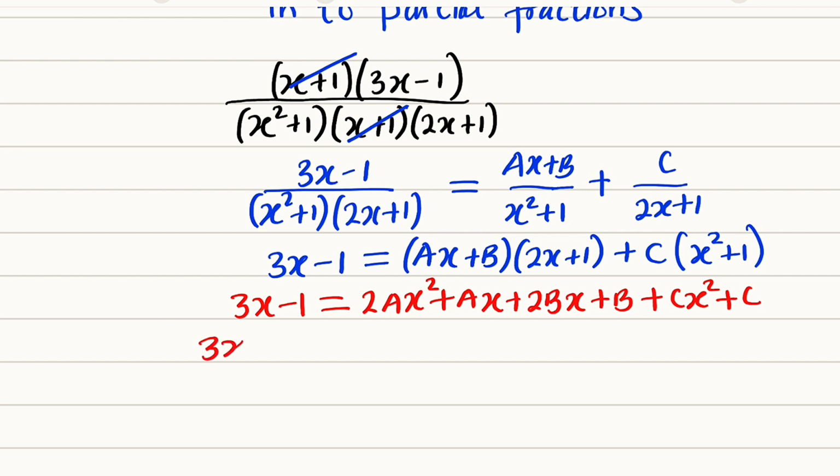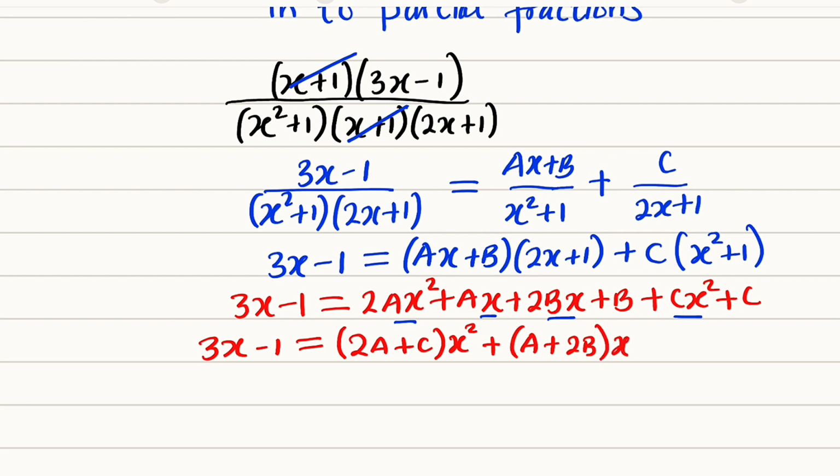To the left, we have 3x minus 1. And to the right, let us bring those with x squared together. We have one here and we have the other one here. And we can write them as 2a plus c, so that we factor out the x squared. Then let us bring those with only x. One here, the other one is here. We have a plus 2b, all multiplied by x. We just factored out x. Then lastly, we have our constants, b and c.